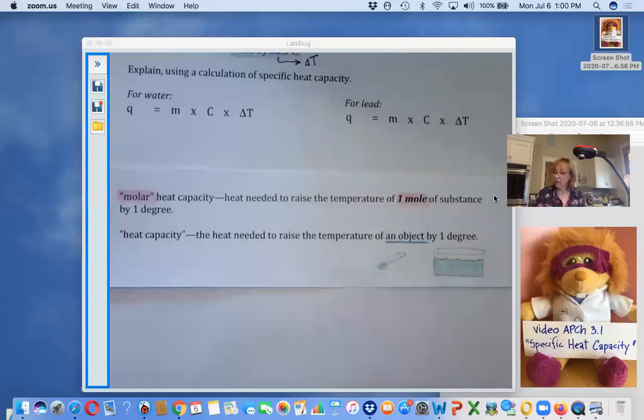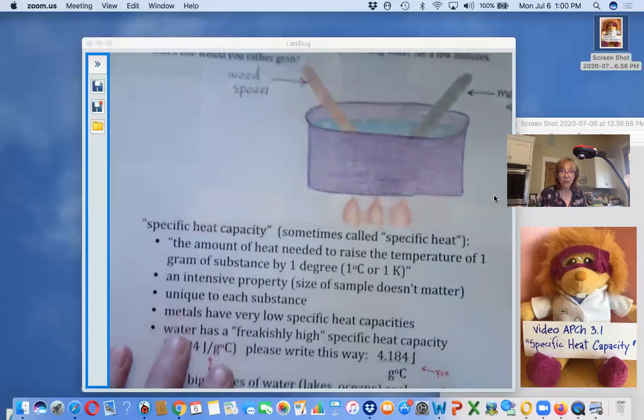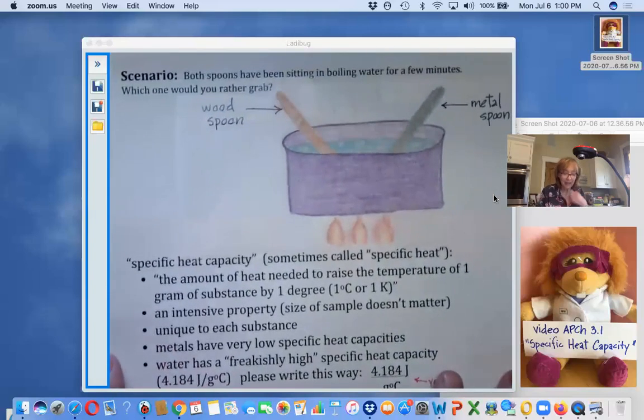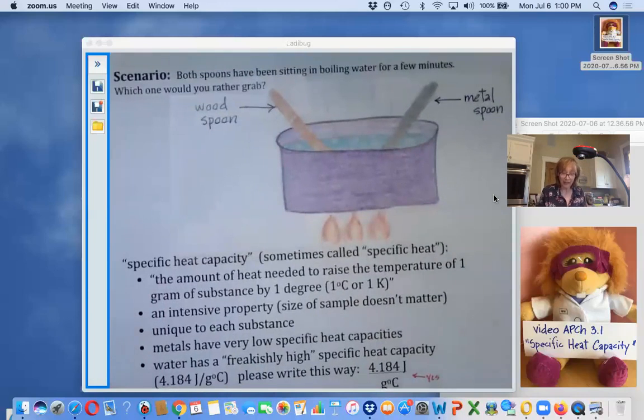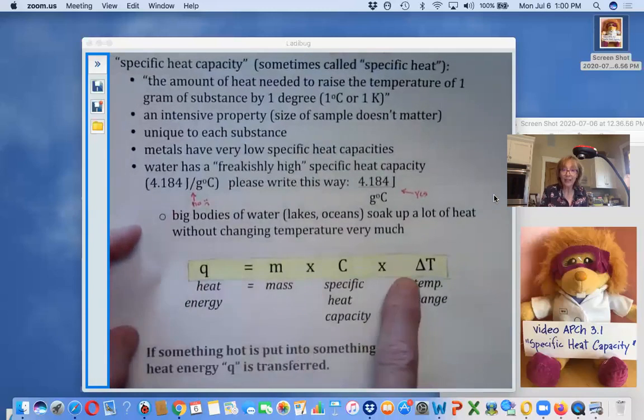Okay, guys, so I hope that the idea of specific heat capacity is starting to make intuitive sense to you, and we will do lots of work calculating with it using our mCΔT equation.